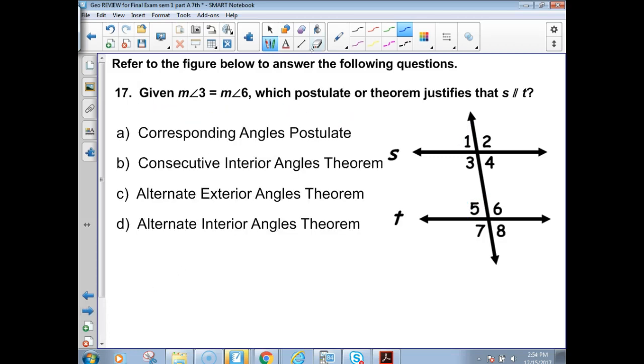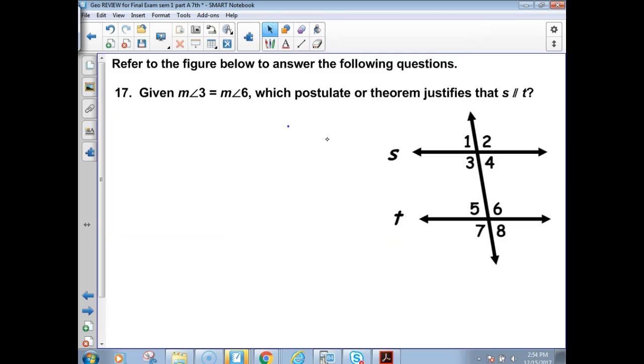Okay, 17 also, this is not on your thing. The actual reason the measure of angle 3 is congruent equal to the measure of angle 6, then the theorem that justifies S being parallel to T would be if alternate interior angles are congruent. It's the converse of the alternate interior angle theorem.